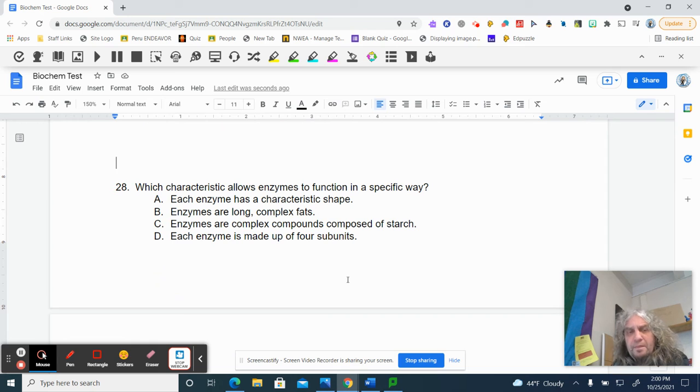Question 28. Which characteristic allows enzymes to function in a specific way? A, each enzyme has a characteristic shape. B, enzymes are long, complex fats. C, enzymes are complex compounds composed of starch. D, each enzyme is made up of 4 subunits.